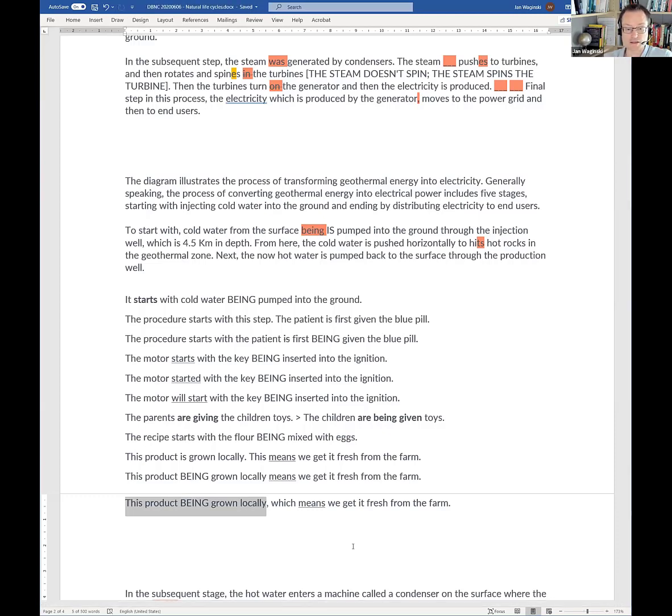You can add as many of these as you want, but you need to have an independent clause in your sentence. Do you know what that means? Yes, before the comma, right? Someplace in the sentence, you need an independent clause. So this one you wrote, starting with "cold water from the surface being pumped," has no independent clause in the original version. "Cold water from the surface being pumped into the ground through the injection well" is not a sentence because there's no verb. Being is a participle and not a verb. And then you had a relative clause, which also is not an independent clause.